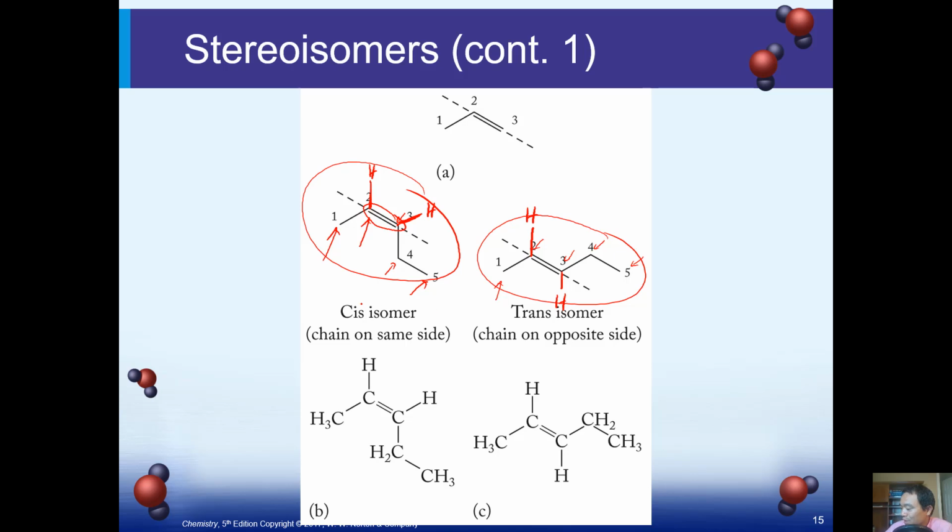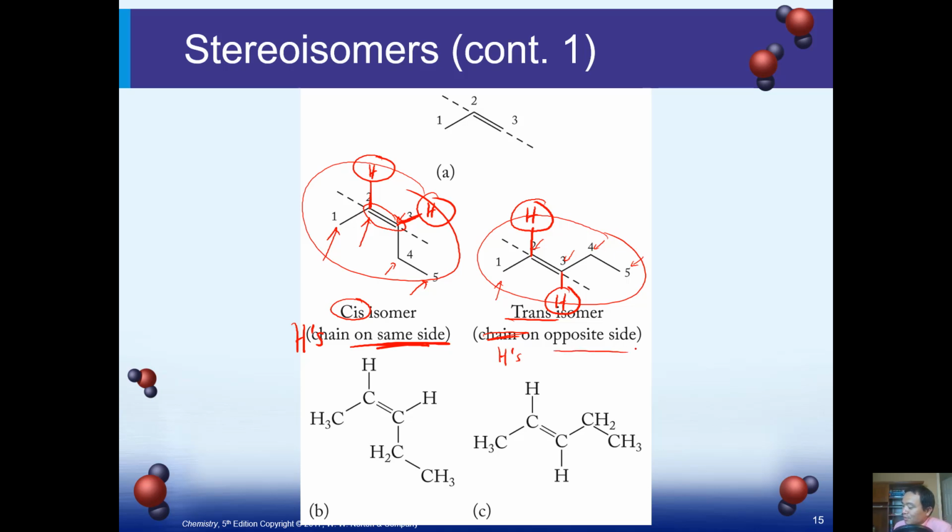If the two hydrogens, which are the same group, are on the same side, then we call this cis. That's the reason: you have the same groups on two different carbons on the same side, so we call this cis. If the same group on different carbons that form the double bond are on different sides, we call that trans. So for trans, the hydrogens are on opposite sides.